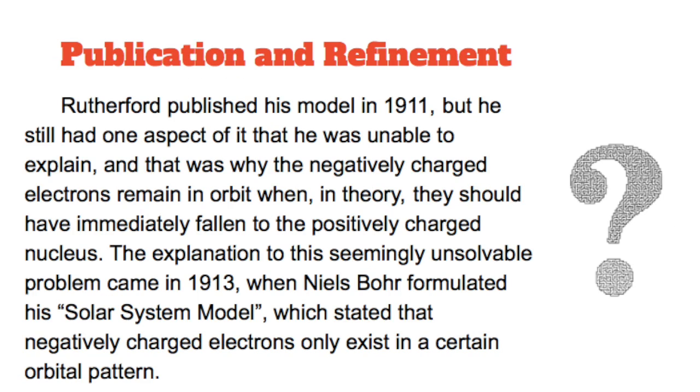Publication and refinement. Rutherford published his model in 1911, but he still had one aspect of it that he was unable to explain, and that was why the negatively charged electrons remained in orbit when in theory they should have immediately fallen to the positively charged nucleus. The explanation to this seemingly unsolvable problem came in 1913, when Niels Bohr formulated his solar system model, which stated that negatively charged electrons only exist in a certain orbital pattern.